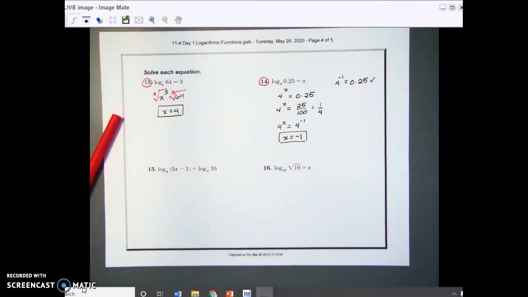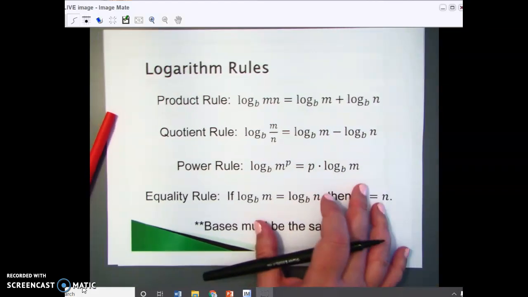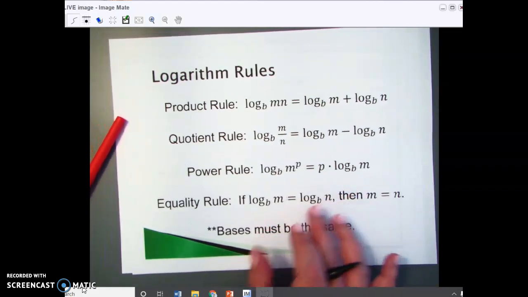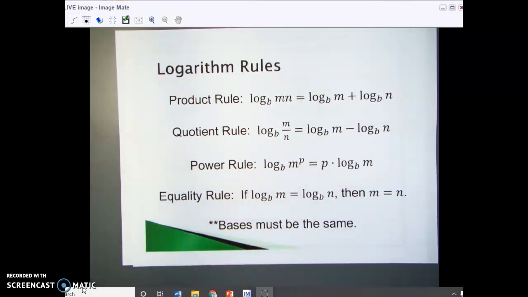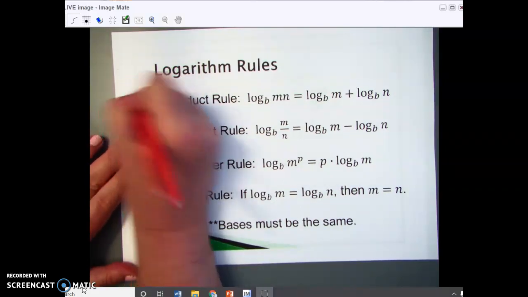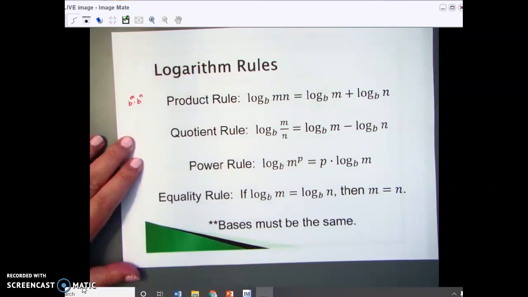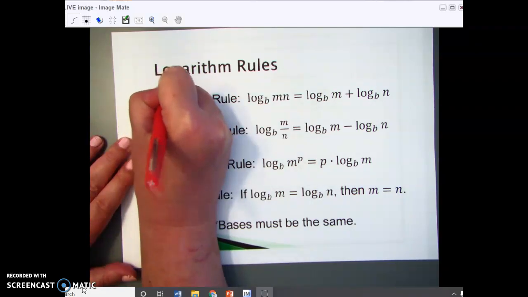All right, so then the next thing I'd like to do is talk about the logarithm rules. So before you get overwhelmed, let's just take these one at a time. So when we talk about the product rule, let's think about that in exponential form. So if I have b to the m times b to the n, you remember that if the bases were the same, we would add our exponents. So we get b to the m plus n.